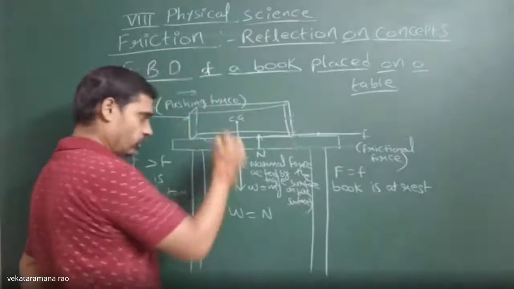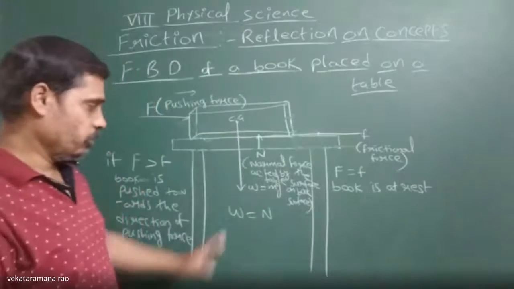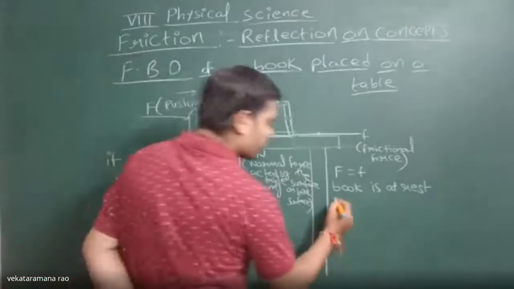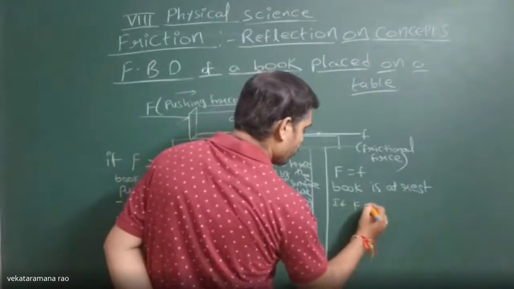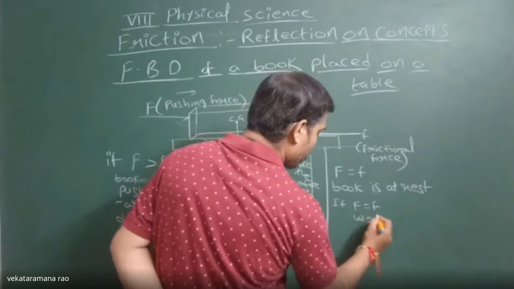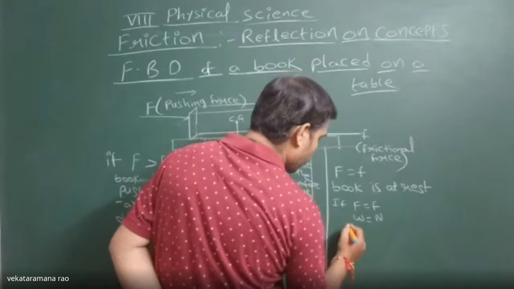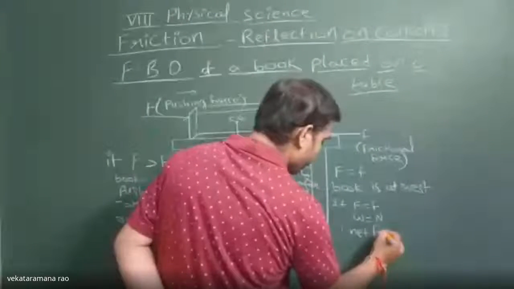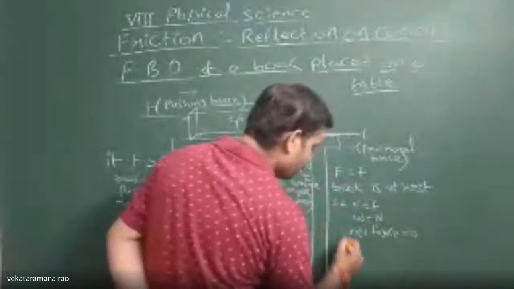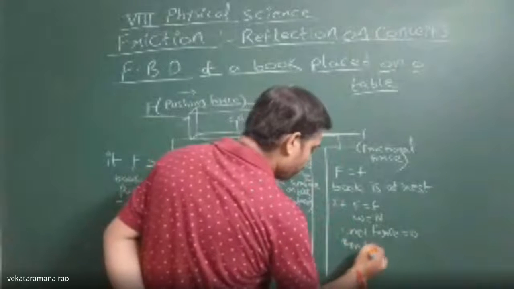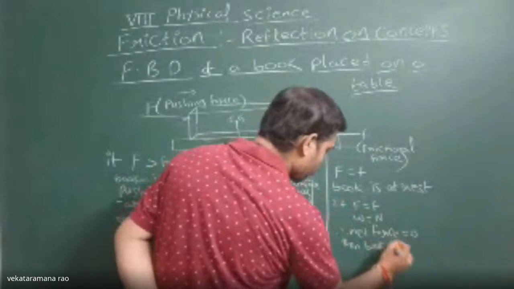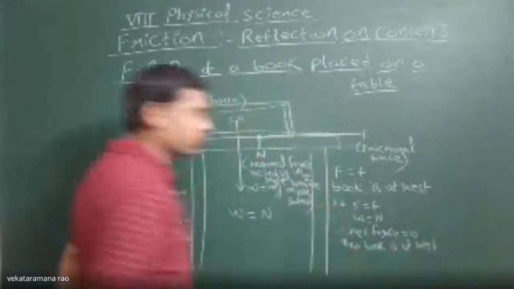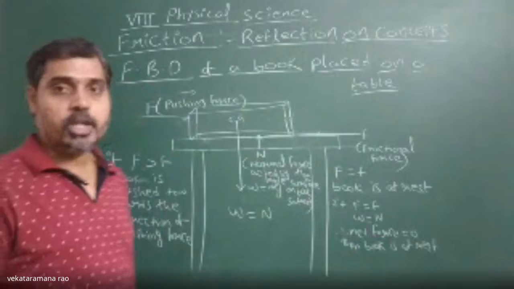It always acts vertically upwards. Both will be equal. That means if capital F is equal to small f, and W is equal to N, then the net force will be equal to 0. Net force is equal to 0. Then the book will be at rest. It won't change its position from time to time.